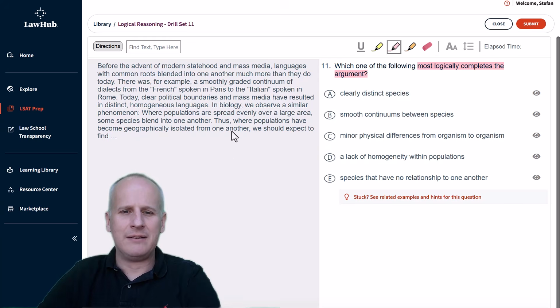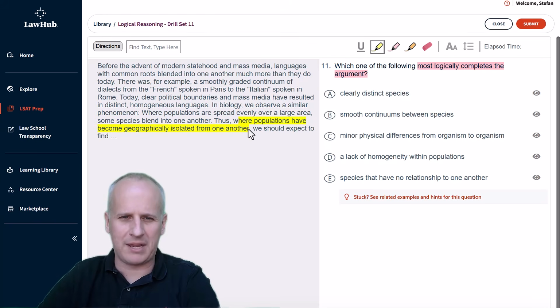Well, thus we should expect to find is the lead-in to our conclusion. So this is actually functioning more as an inference task. So we just need to find something that we would expect to find about these populations that become geographically isolated from one another. So we're going to want to highlight the statements in different colors that are related to this statement about where populations have become geographically isolated from one another. And we've got an analogy between the populations and languages.